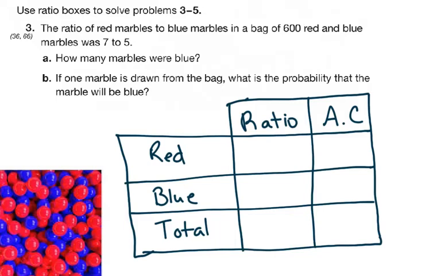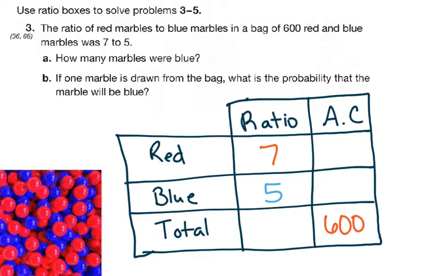We're going to start off with the ratio of red marbles to blue marbles in a bag of 600 red and blue marbles was 7 to 5. So it's red to blue, 7 to 5. And then it tells us there are 600 red and blue marbles. So that's our actual count of the total number of marbles. Go ahead and pause the video. I want to know how many marbles were blue, and I also want to know what the probability that you will draw a blue marble is. Go ahead and pause the video and give it a try.